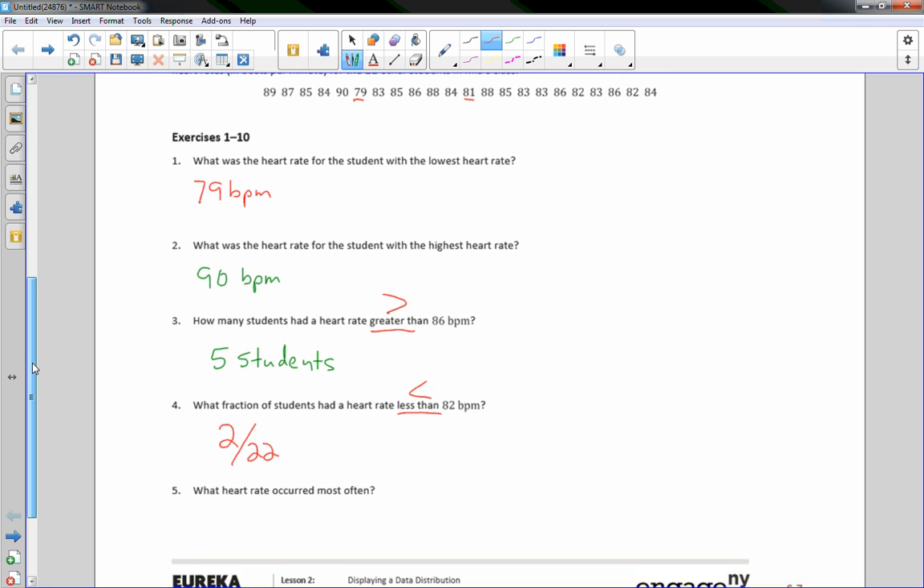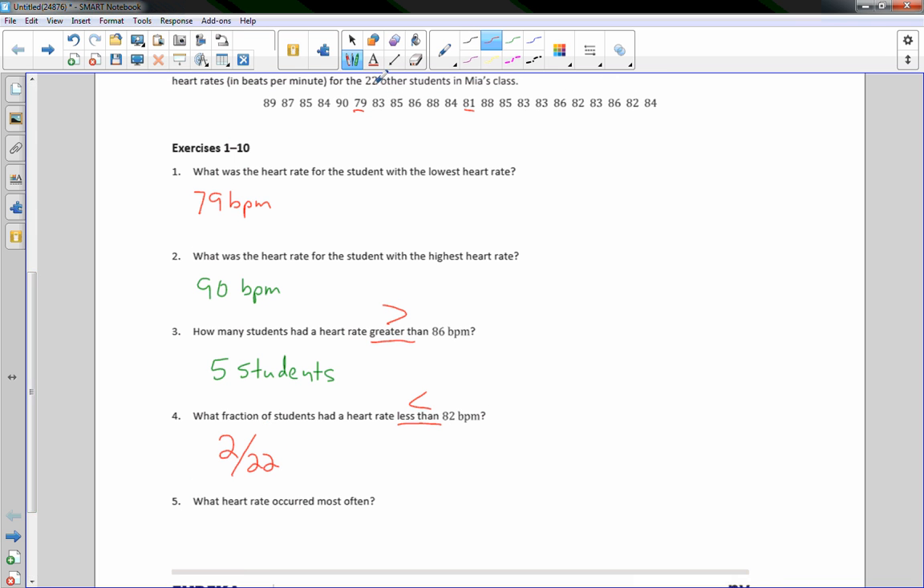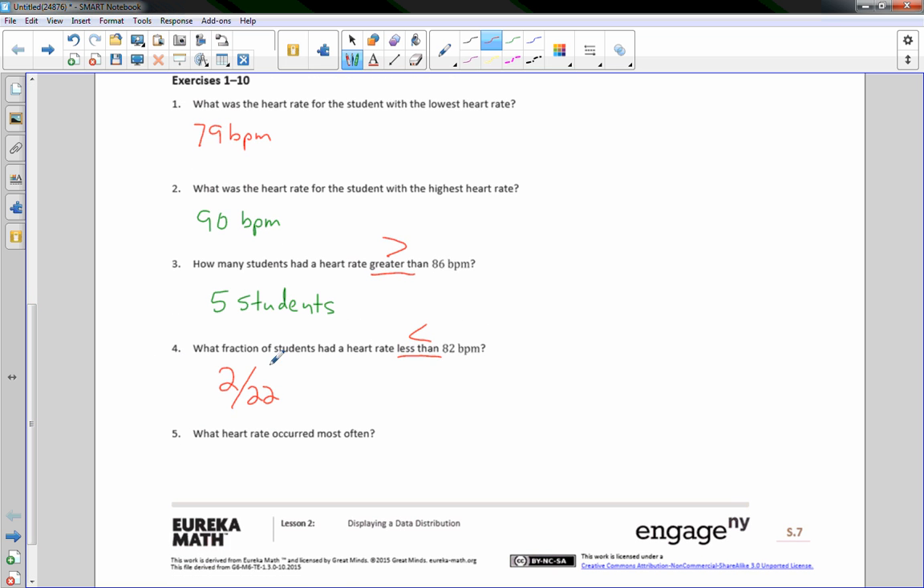So if I just move this up a little, remember 22. So 1, 2, 3, 4, 5, 6, 7, 8, 9, 10, 11, 12, 13, 14, 15, 16, 17, 18, 19, 20, 21, 22. So 2 out of 22 had a heart rate of less than 82 beats per minute. Those are both even numbers, so I can reduce them. 1 out of 11 if you want to reduce.